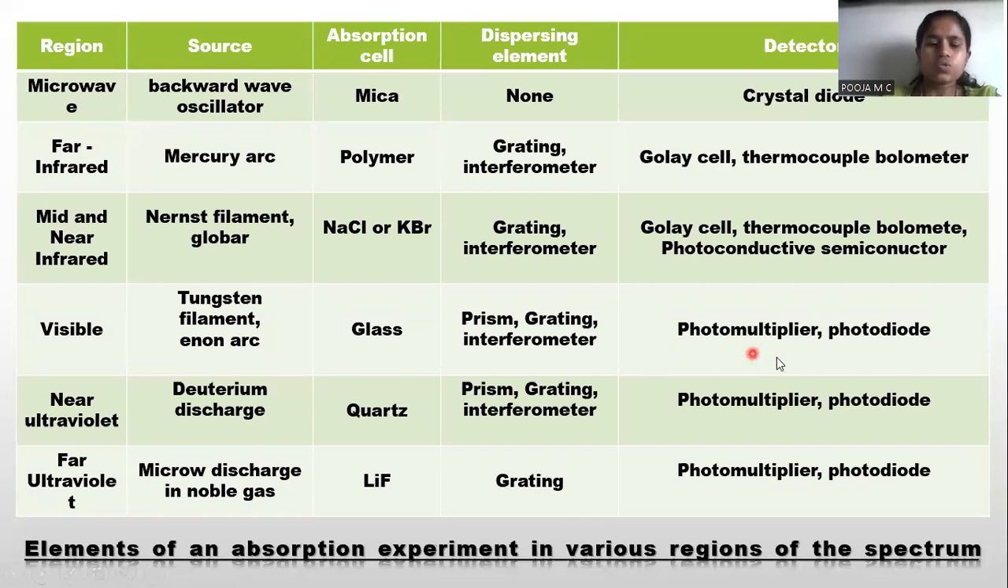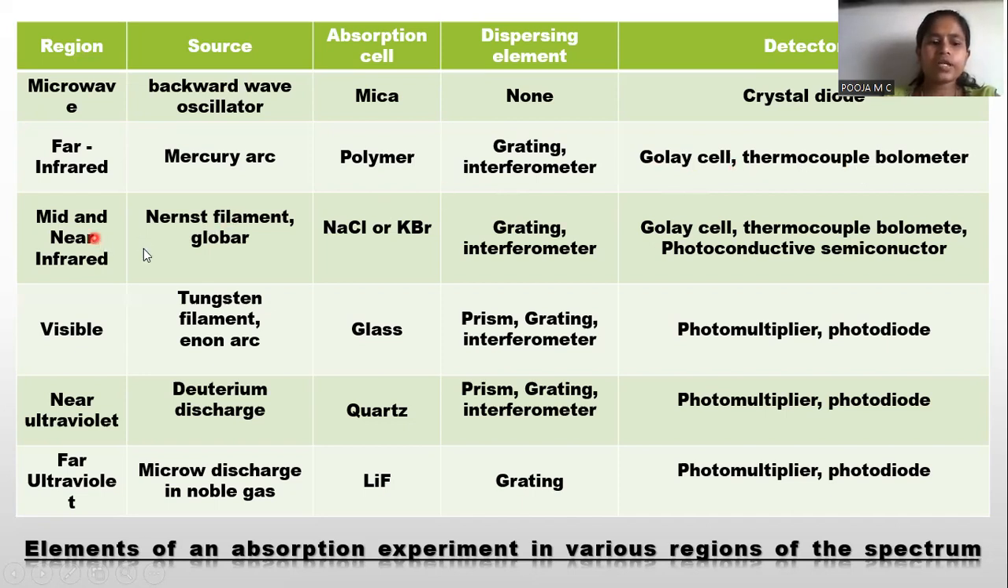Absorption in the various regions of the spectrum. Here are the regions. The first is the microwave region. The source used in the microwave region is a backward wave oscillator, the absorption cell is mica, we don't use any dispersing element, and the detector used is a crystal diode. Next is far infrared. Here the source used is a mercury arc, the absorption cell used is polymer, the dispersing element may be a grating or interferometer, and the detectors used here are cell, thermocouple, bolometer.